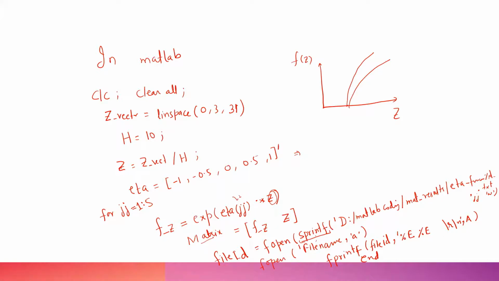So we will make a txt file. We are writing fopen sprintf, and we want to store it in the D drive. So D drive, MATLAB coding, there would be a folder. Under that, mat results is a folder name, inside it the eta function name, %d dot txt file.